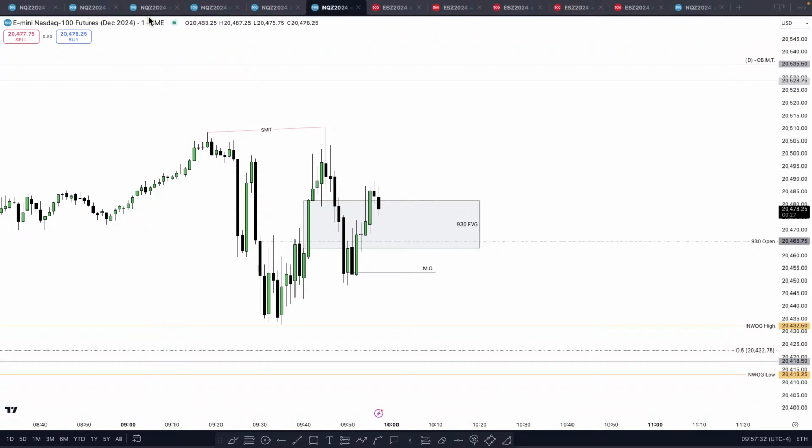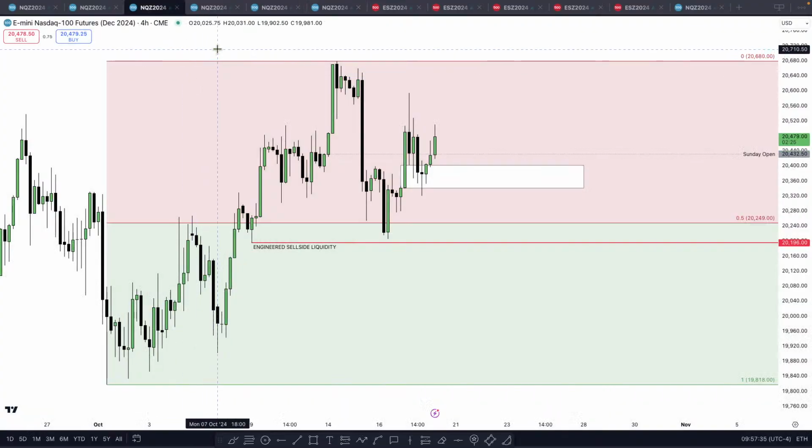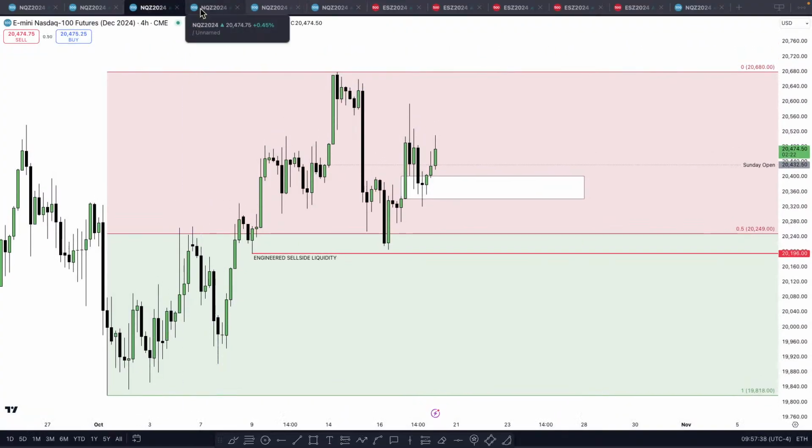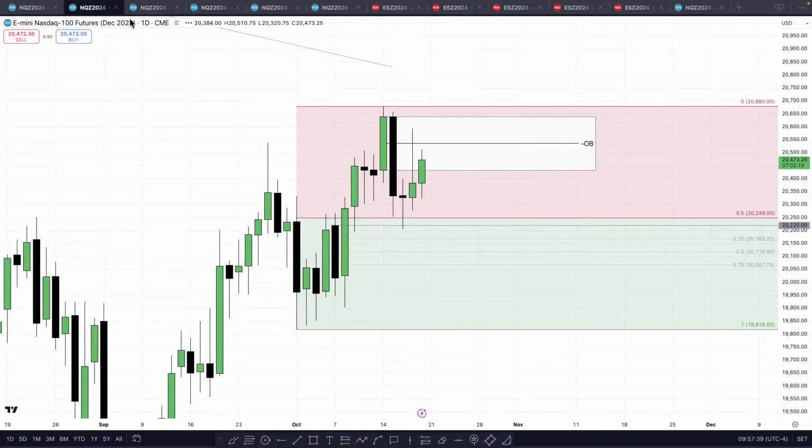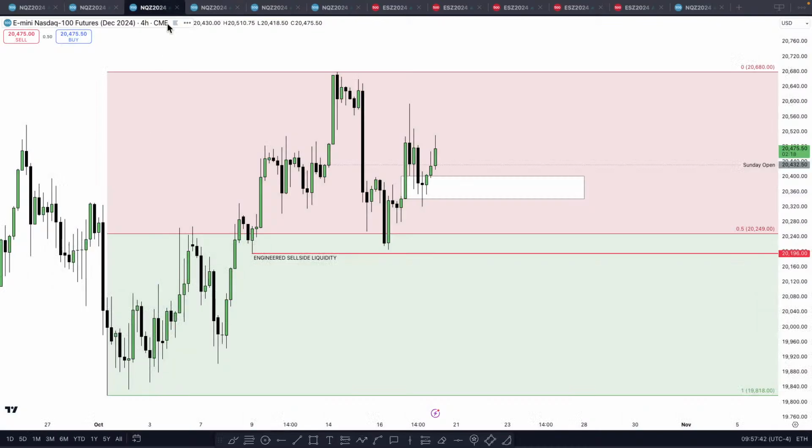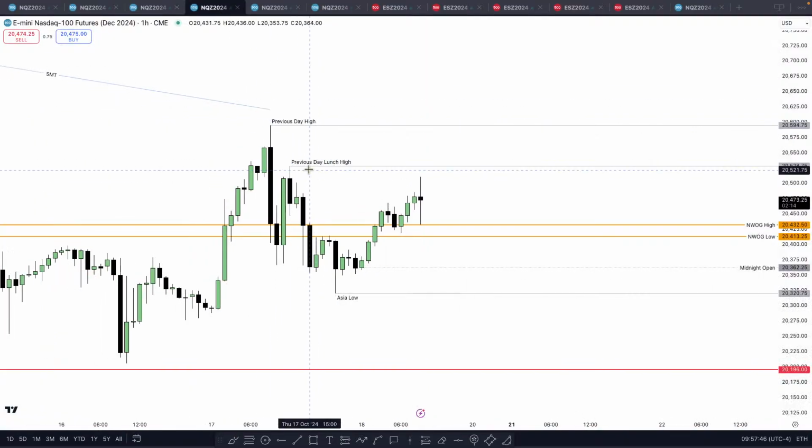And just while we wait for some more candles to print, just want to filter through my higher time frames. See if there's anything I'm forgetting. Look at any key levels we could be working. Session highs and lows.